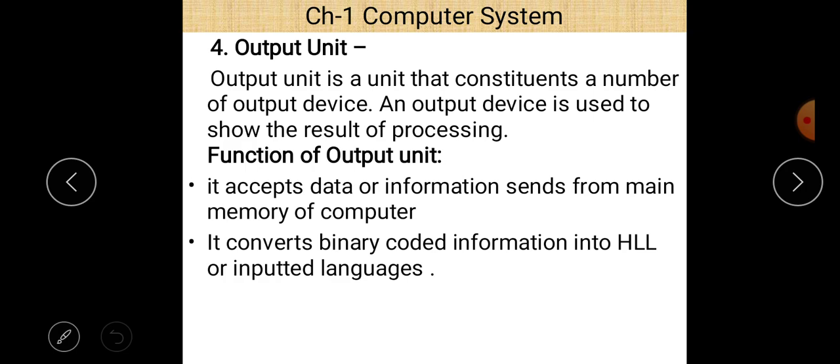So that is all about today's lecture, in which we discussed the computer system. I hope you are able to understand all the concepts of a computer system.